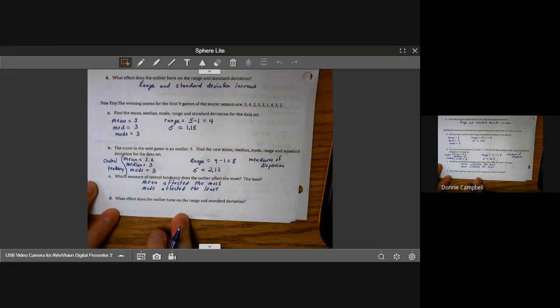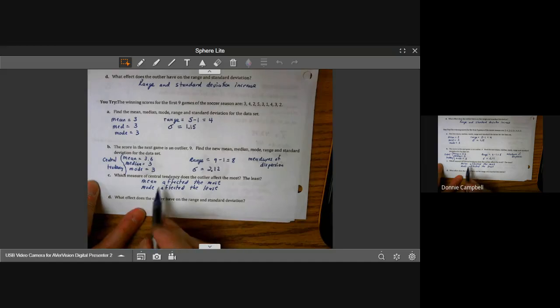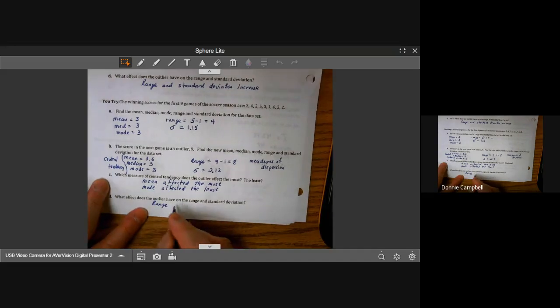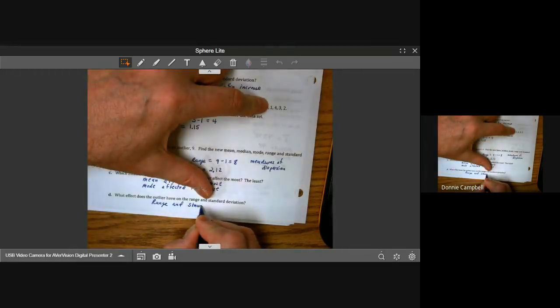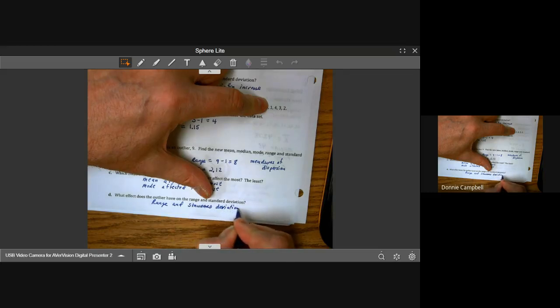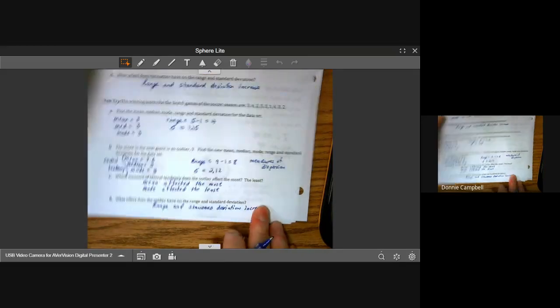All right. What effect does the outlier have on the range and standard deviation? Well, both, because you put that outlier in there, the range and the standard deviation are going to increase. They're going to be more spread out. So they increase.